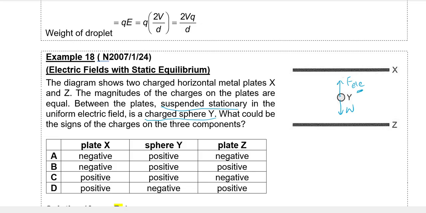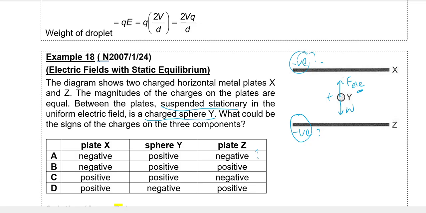So let's try. A: plate X is negative, sphere is positive, plate Z is negative. This one is a bit unclear because it depends on this negative and this negative, which one is more negative. You point from the less negative value to the more negative value. That's the electric field direction. So this one, unsure. Let's question mark A first.